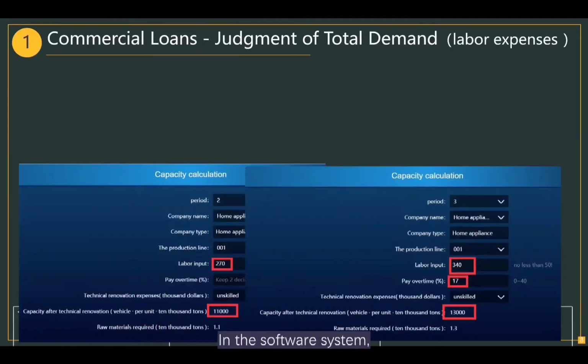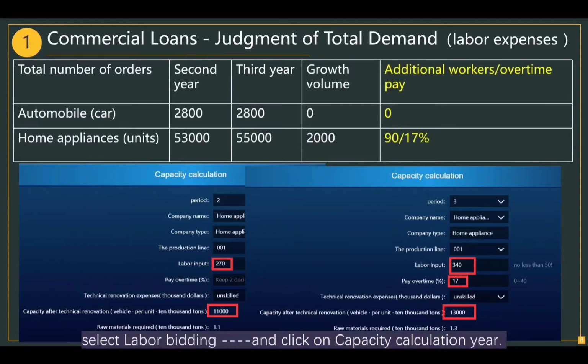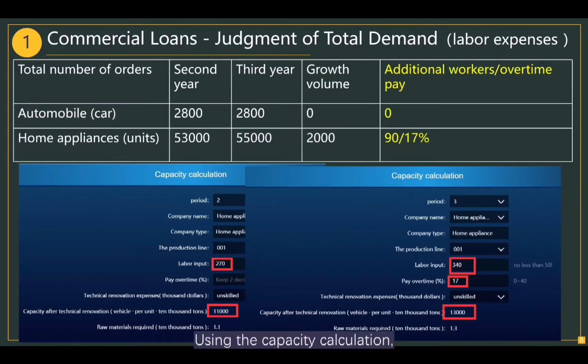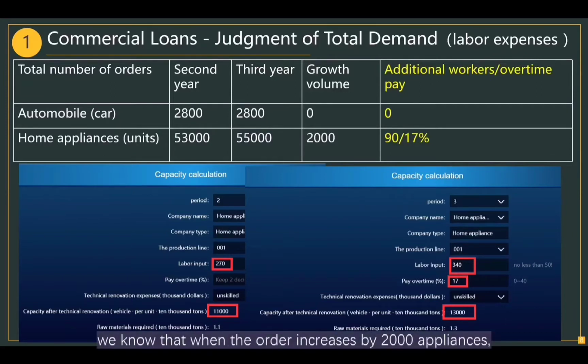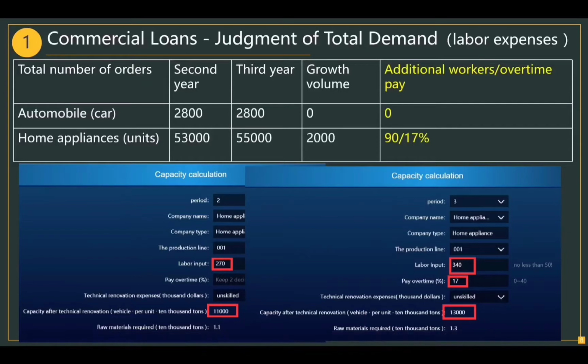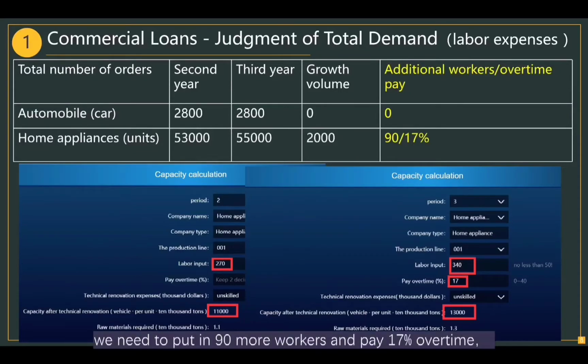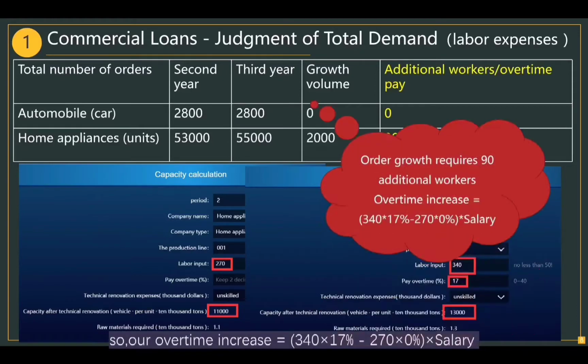In the software system, select Labor Bidding and click on Capacity Calculation Year. Using the capacity calculation, we know that when the order increases by 2,000 appliances, we need to put in 90 more workers and pay 17% overtime. So, our overtime increase is equal to 340 multiplied by 17% minus 270 multiplied by 0%, multiplied by salary.